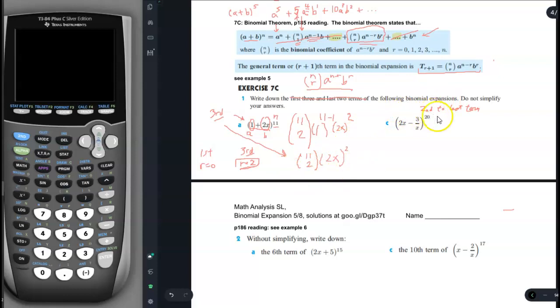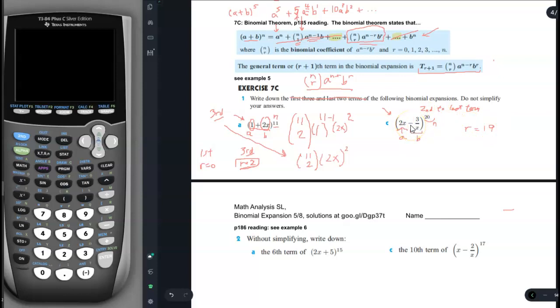Okay, now I'm going to do the second to the last term for this one. So this one, we know that the a value is 2x. We know that the b value is negative 3 over x. And we know the n value is 20. The second to the last term would be, let's see, the last term is n equals 20. So the second to last term would be r equals 19, right?